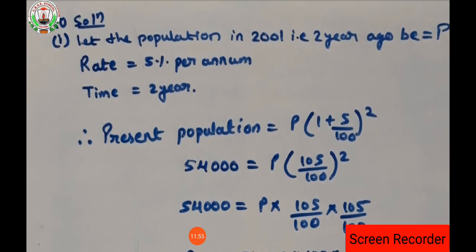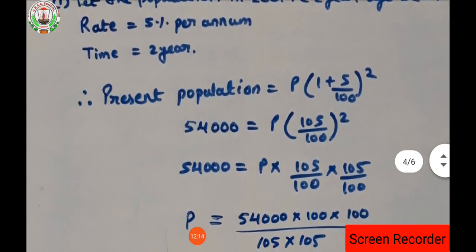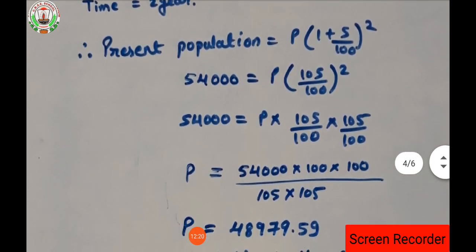10th question. Let the population in 2001, that is 2 years ago, be P. P is the population in 2001. Okay, 2 years ago. So the rate of interest will be how much? 5% per annum, and time will be 2 years. So the present population formula is P into 1 plus 5 upon 100 whole to the power 2. This present population formula is the formula of amount itself. Since the population is not to be compared as an amount, that's why we have written the present population as equal to P into 1 plus 5 upon 100 whole to the power 2.